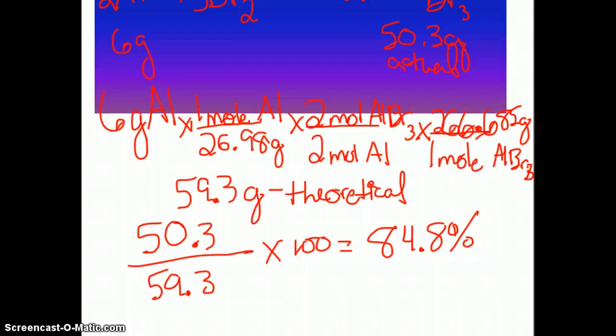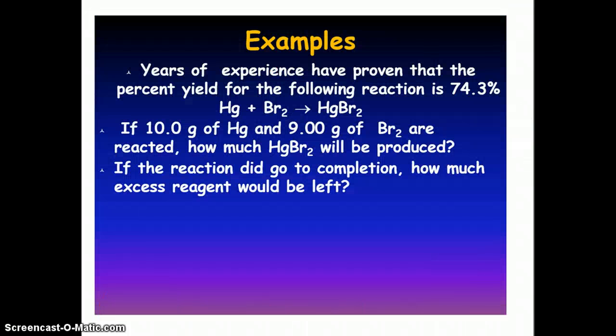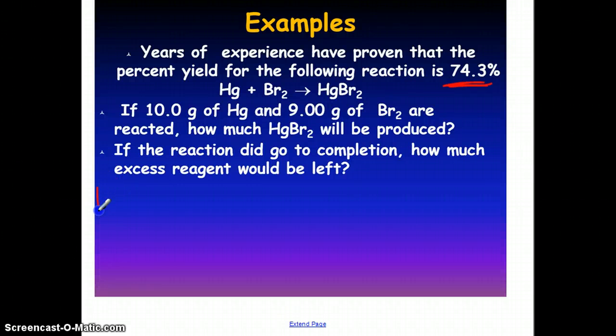Okay, let's look at a different problem. Here we are given the equation and it's already balanced. It tells us that the percent yield has been proven to be 74.3%. It says we have 10 grams of Hg and 9 grams of Br2. How much HgBr2 will be produced? So basically this is a limiting reactant problem. Let's go ahead and find out which one is the actual limiting reactant so we can figure out the total that we're going to produce.